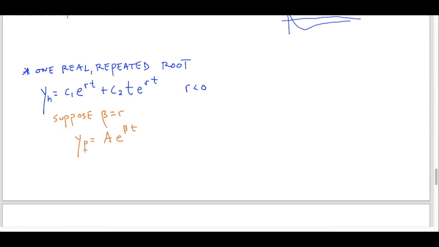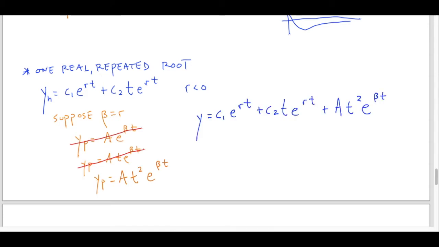If my initial choice of a y sub p would simply be a e to the beta t, I know that that's not feasible because there's repetition between this exponential and this exponential. But even multiplying by a t isn't sufficient because there's still repetition between this t times exponential term and this t times exponential term. So I'd have to multiply by a t squared to finally eliminate the repetition between the y sub p that I'm proposing and all of the terms in my y sub h. With this y sub p, my general solution will now have this form.